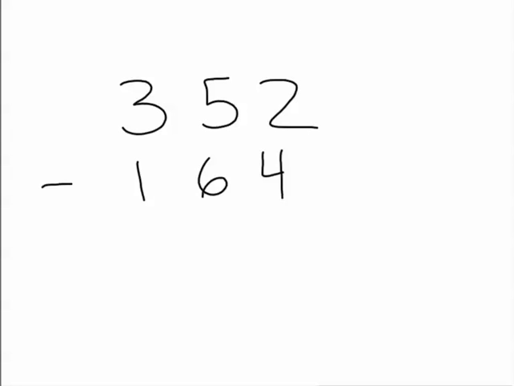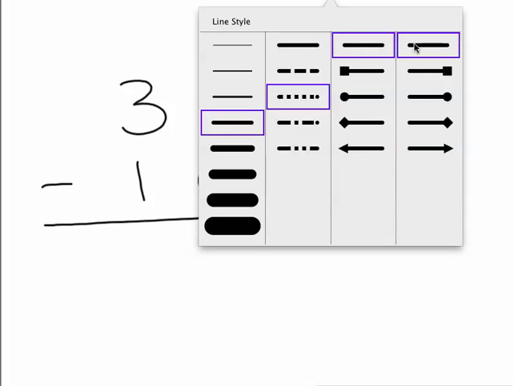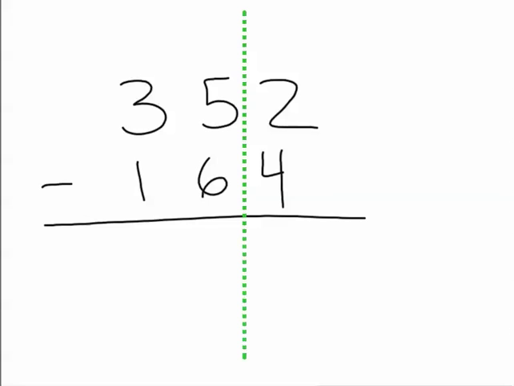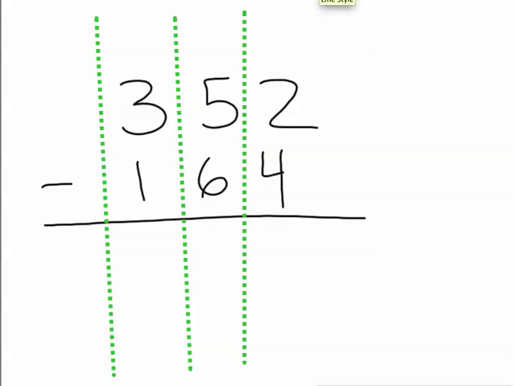For instance, if we had the problem 352 minus 164. The first thing that we're going to want to do is create columns in order to separate our place value. So we'll create a column here in the ones, tens, and hundreds place. And the first question we ask ourselves is over here: what is 2 minus 4?